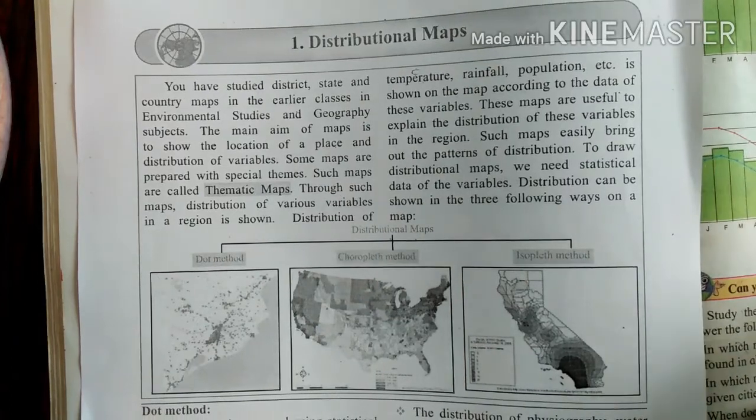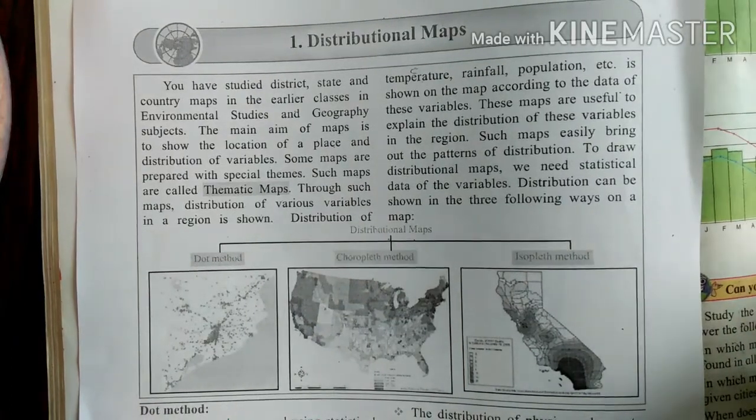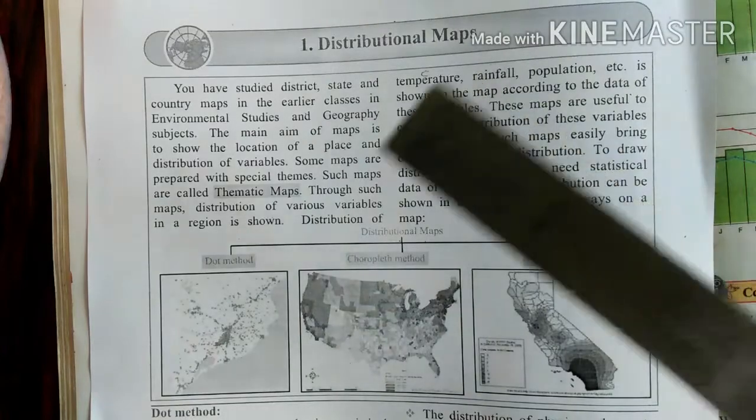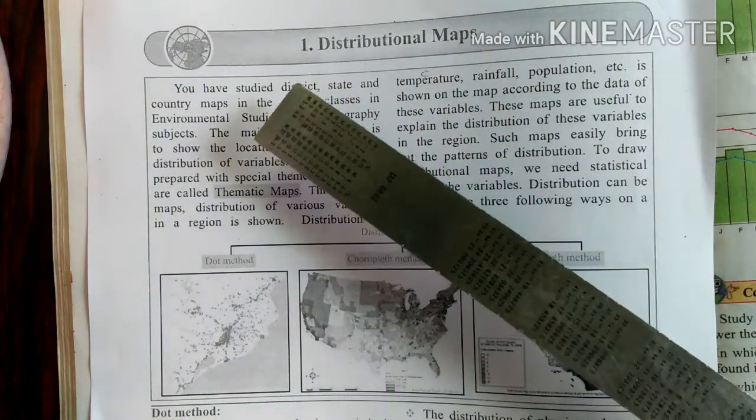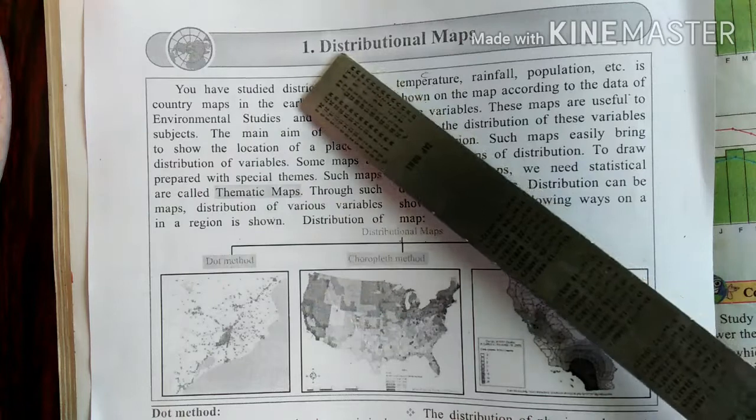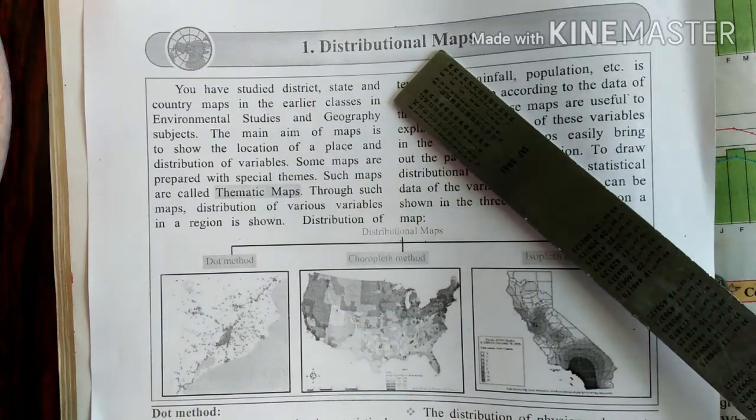Hello everyone. Today we'll learn the beautiful chapter of class ninth in geography subject, that is first one, distributional maps.